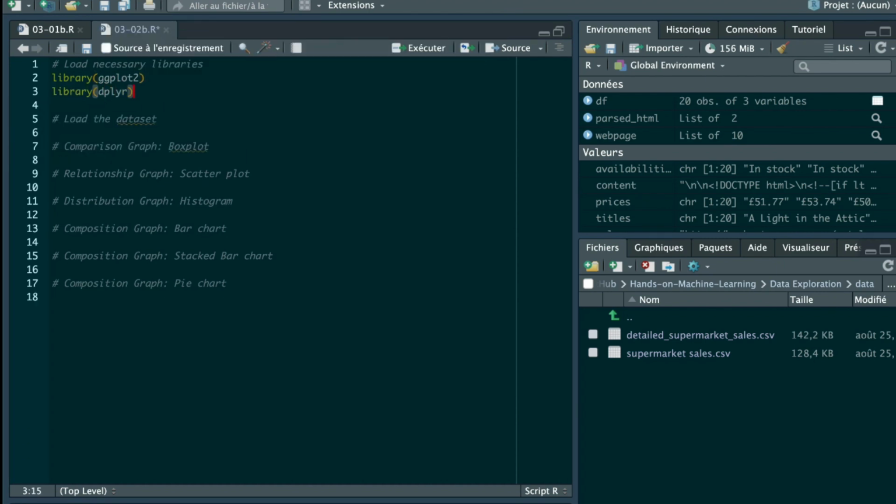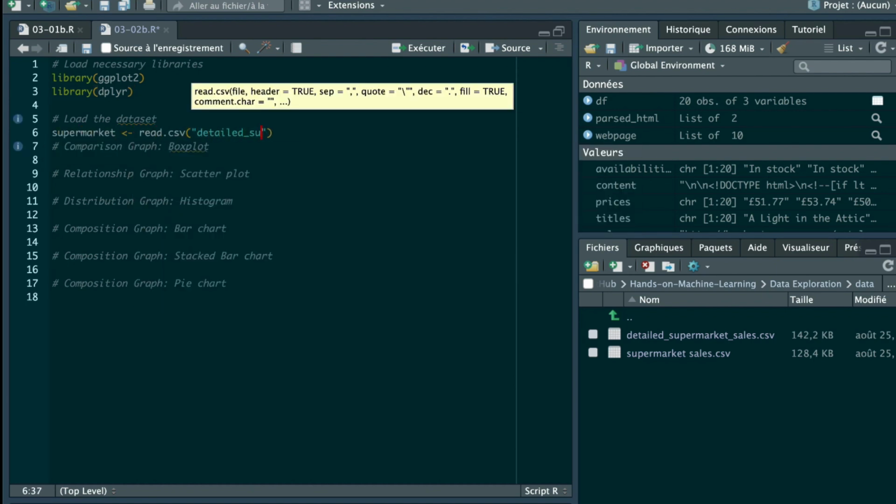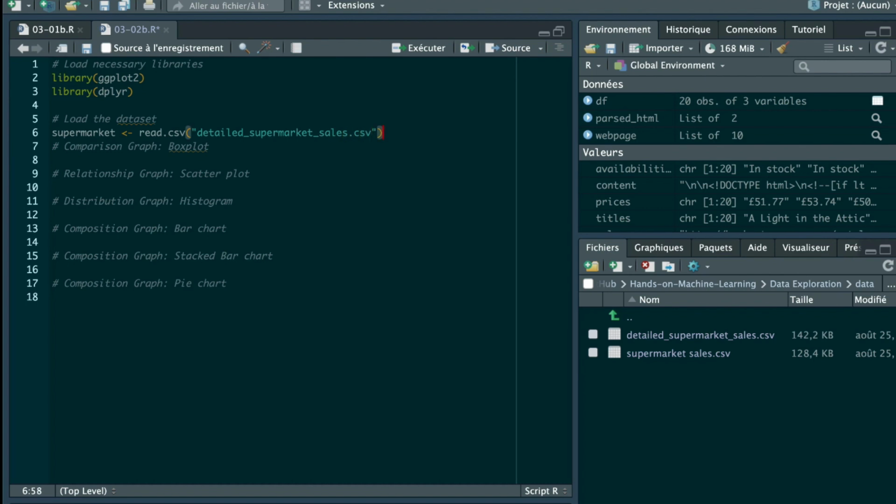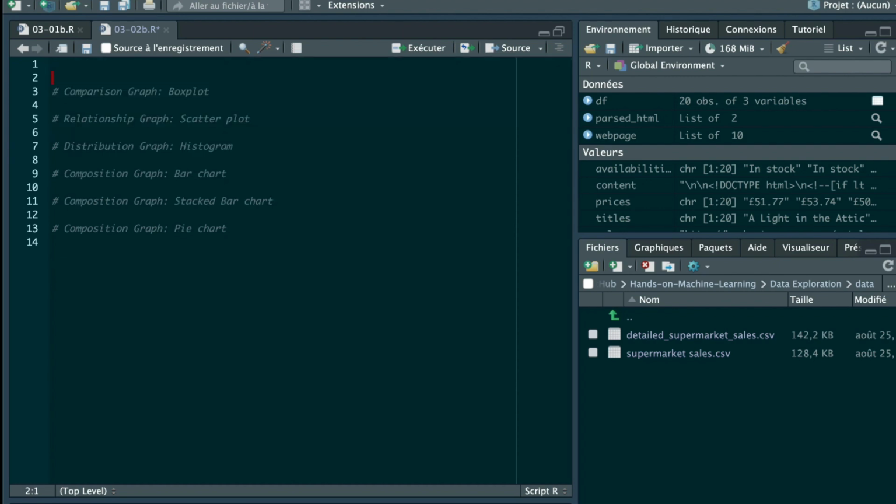As usual, if you don't have these libraries installed, you can easily install them by running install.packages and R will take care of the rest. Next, let's load our dataset. We're working with supermarket sales data stored in the CSV file, so we'll use read.csv to bring this data into R.